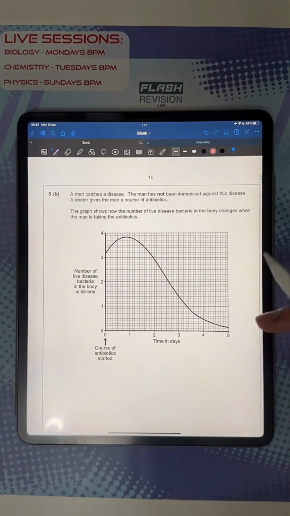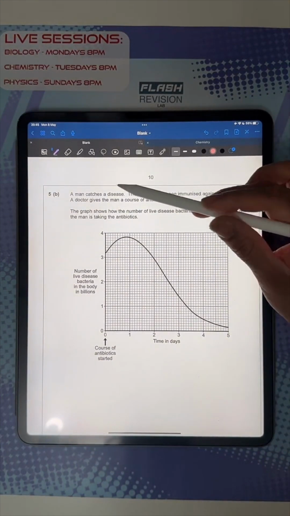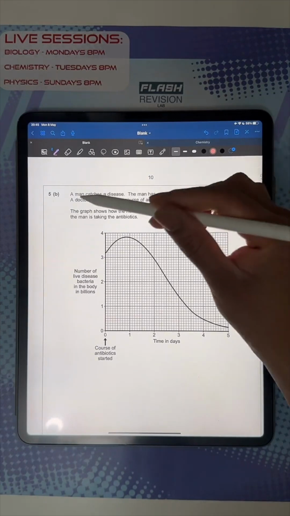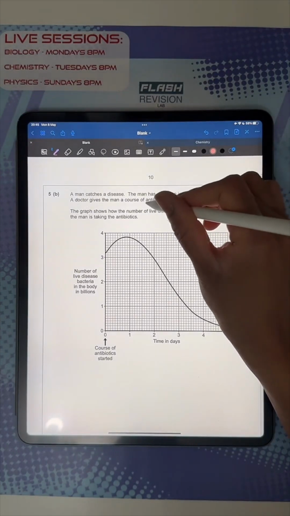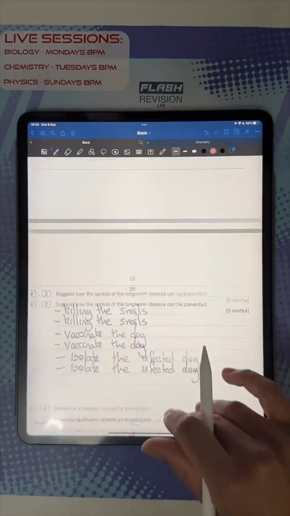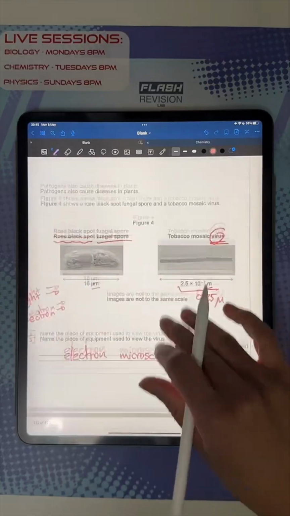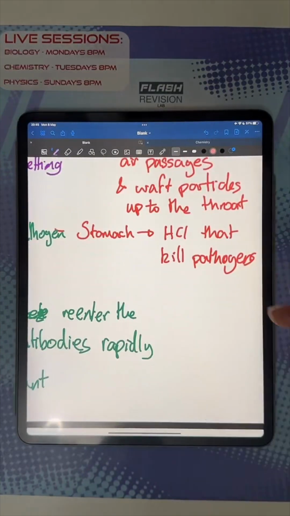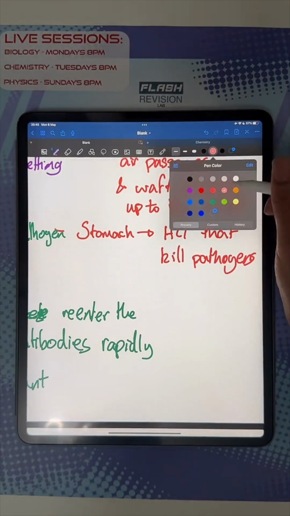Okay, so here, carrying on. A man catches the disease. The man has not been immunized against the disease. Doctor gives him antibiotics. What do antibiotics do, guys? Got a tiny space here. Let's write that down here.